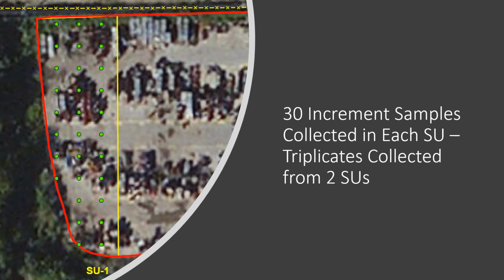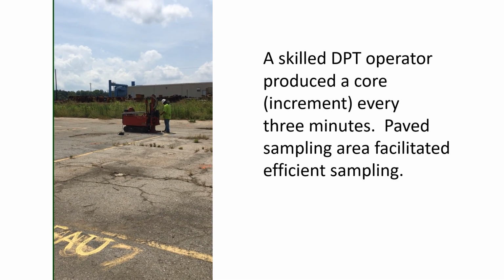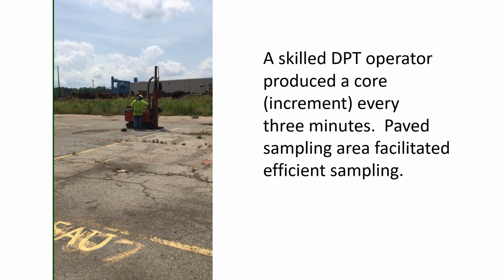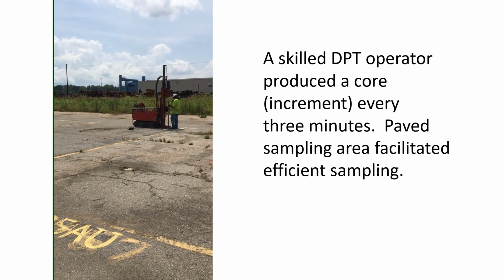30 increment samples were collected in each sample unit, and triplicates were collected from 2 of the sampling units. The sampled areas had increment locations marked with paint where each increment would be collected. A total of 450 total increments, or holes in the ground, were collected throughout this space. The skilled DPT operator on the site produced a core every 3 minutes. Of course, the paved area facilitated efficient sampling, but his ability was something to see.